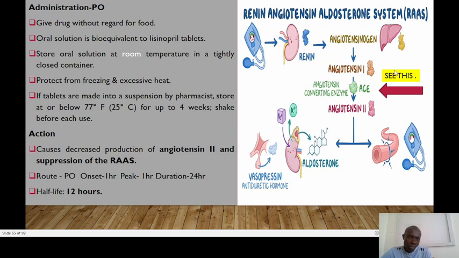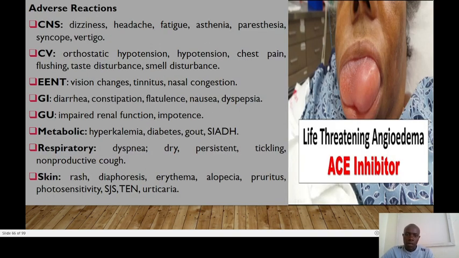The mechanism of action we have said. It causes decreased production of angiotensin 2 and suppression of the RAAS system in the long run. Orally, the onset is usually within 1 hour, with a peak of 1 hour, and a duration of 24 hours, but the half-life is 12 hours.